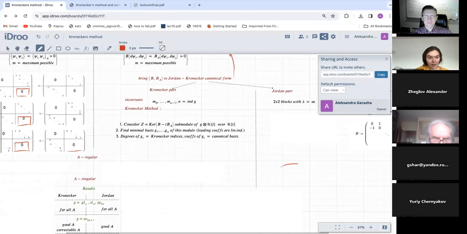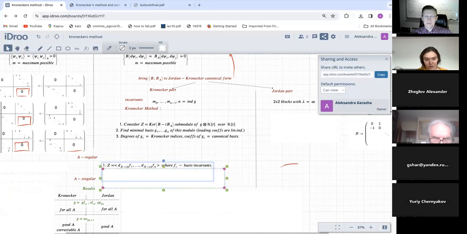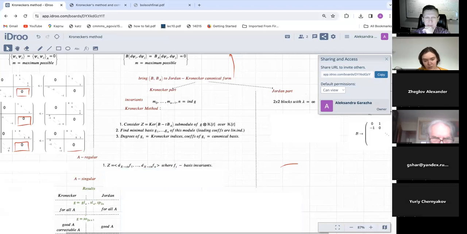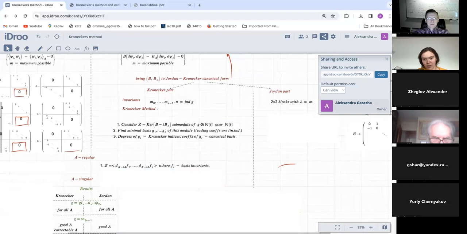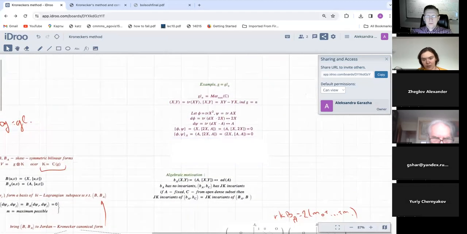Thank you. And yes, we have this lemma. First of all, we have to consider some submodule like that. In our case, we know that it's generated by differentials of basis invariants. Maybe now it's time to look at an example of a Lie algebra G.